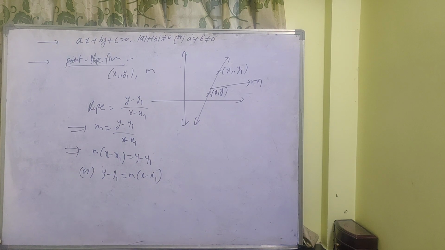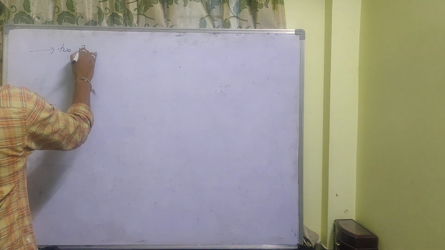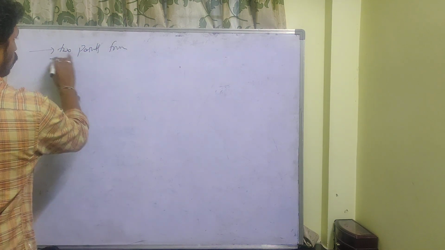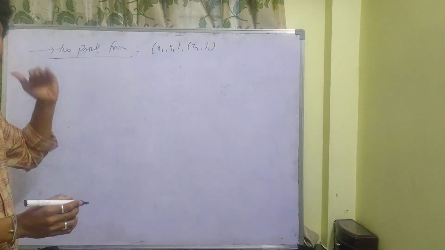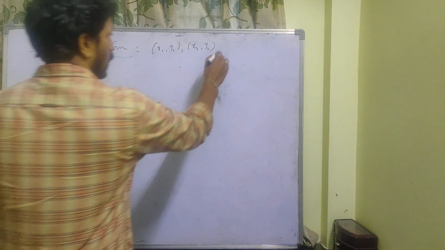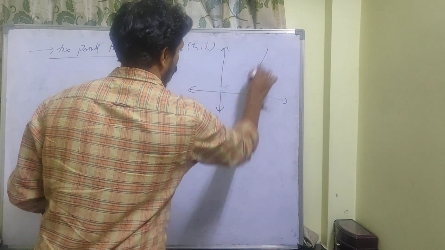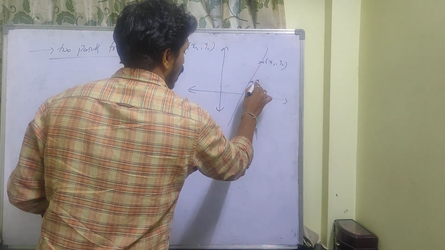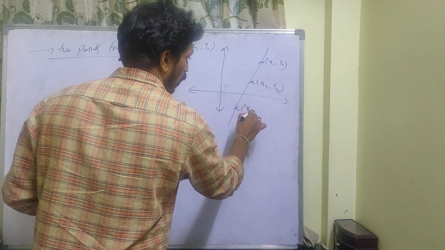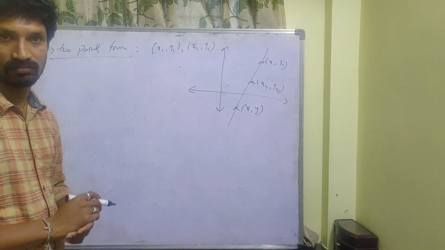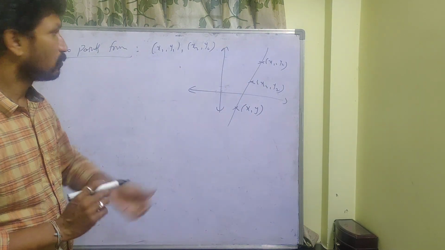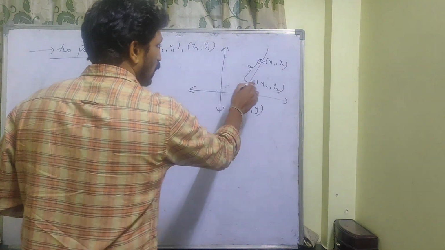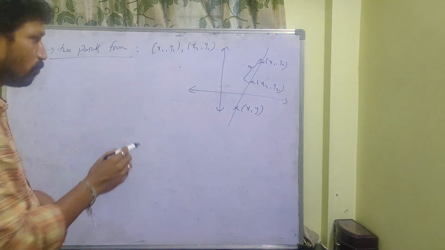Next one is the 2 points form. Whenever you know the 2 points x1 comma y1, x2 comma y2 on the line, then how to find the equation of the line? See here, it is the straight line having 2 points x1 comma y1 and x2 comma y2. Let us take any arbitrary point x comma y. It is a variable point. So based on this point, we are going to find the line equation.